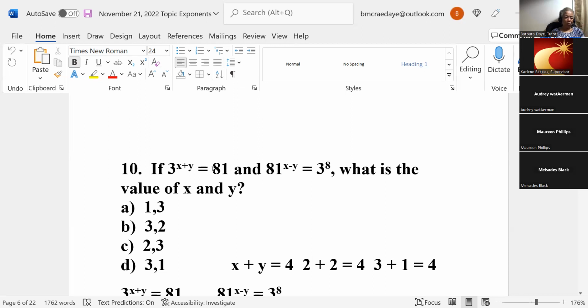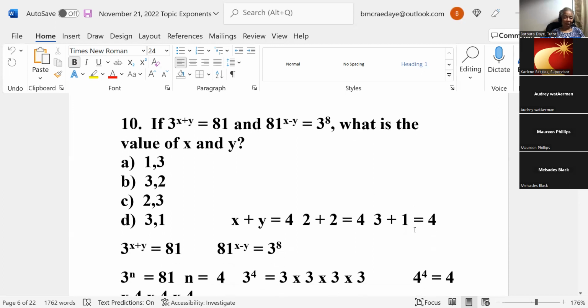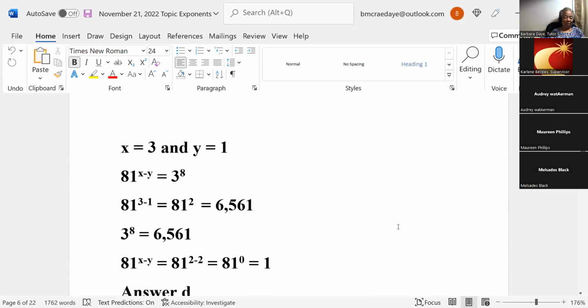The 81 is what you want to get when you raise 3 to some power. Great. But I'm saying this one is pretty common. Because 3 times 3 is what, Mercedes? 3 times 3 is 9. And what's 9 times 3? 27. What's 27 times 3? 81. So you know that. You multiply 3 by itself 4 times, you get 81. So that X plus Y must equal 4. Got it? Yes. Okay. Let's go to number 11.